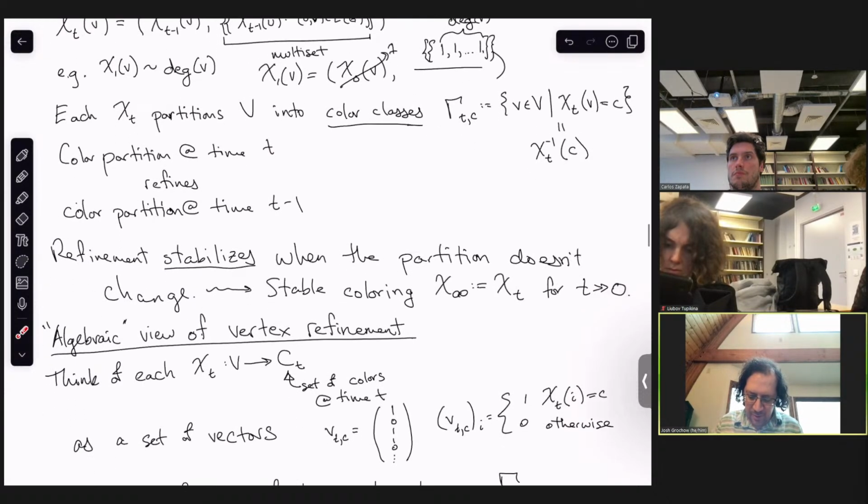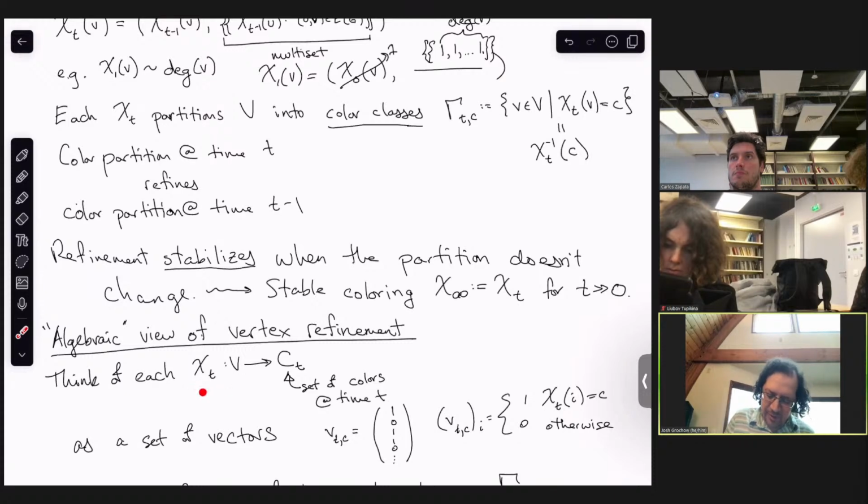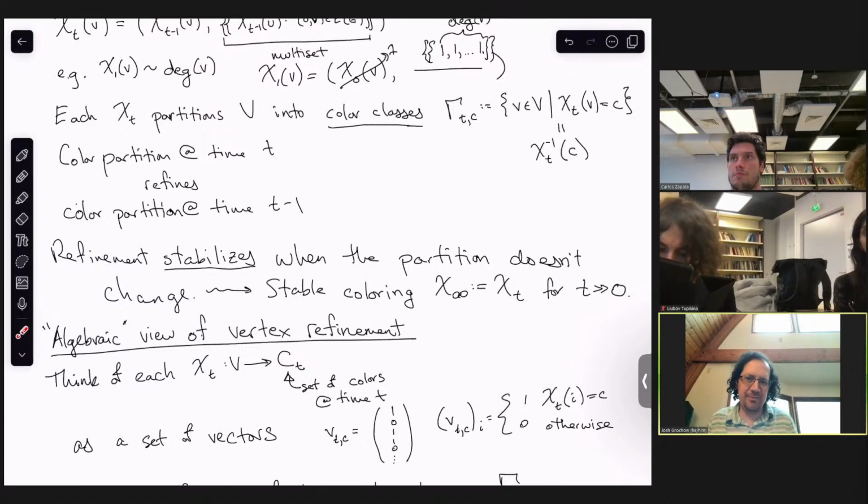Okay, so I want to think of when I have a coloring at time t, that assigns to each vertex some color, and my set of colors at time t is just some set, right? Whether you think of that as the nested multi-sets, or you re-index your colors at time t to be some initial segment of the natural numbers, you have some set of colors at time t. So if I have a coloring like this, I want to think of that as a set of vectors where each vector is basically the indicator function of that color class.